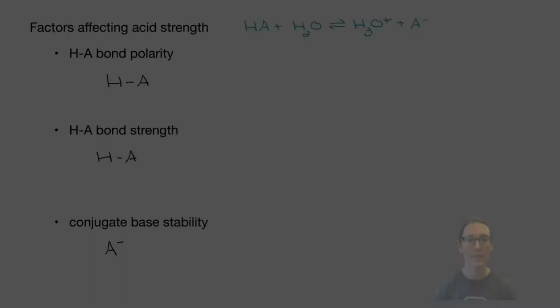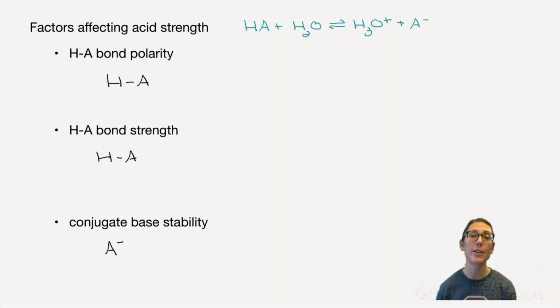Today we're going to be talking about how the structure of an acid relates to its strength. There are three primary factors that affect the strength of an acid: the bond polarity of the hydrogen to the rest of the acid molecule, the strength of that bond between hydrogen and the rest of the acid, and the stability of the conjugate base that forms.